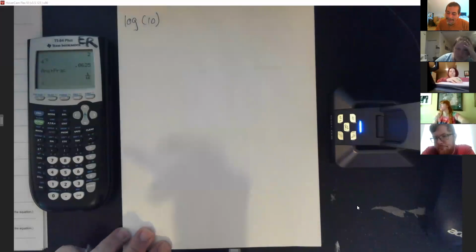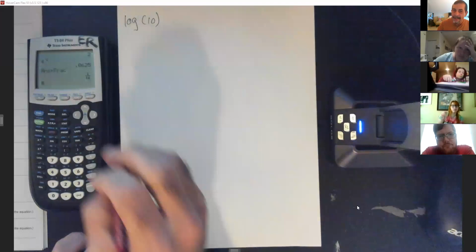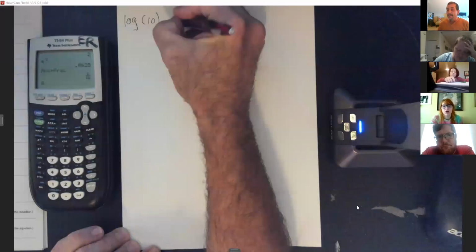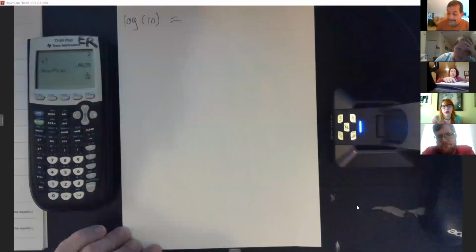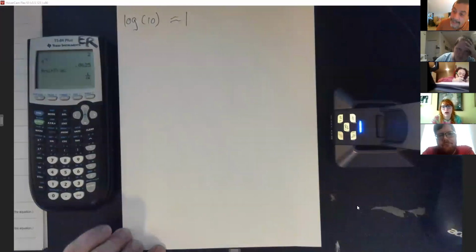Well, what are y'all putting on this? I got a log, which means it's really a log base 10 of 10. So what exponent am I raising 10 to make it a 10? 1. And that works for anything that matches.